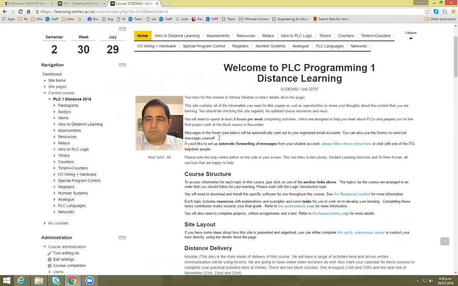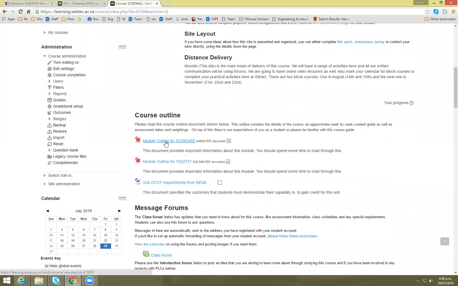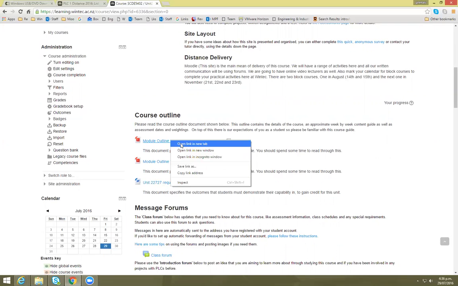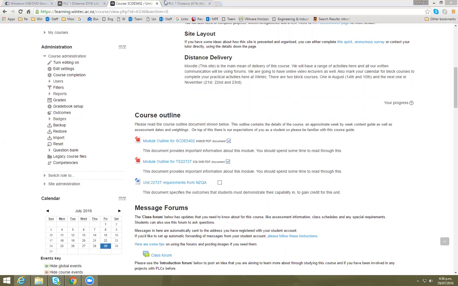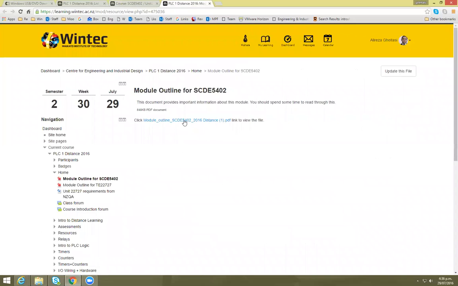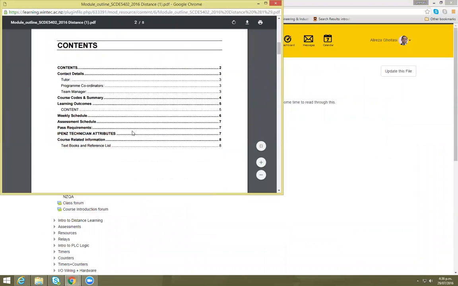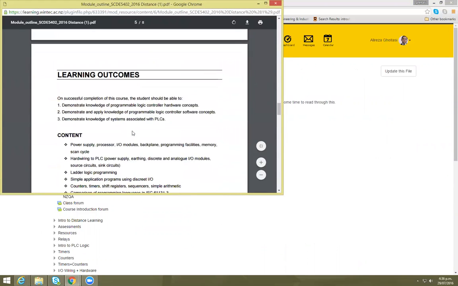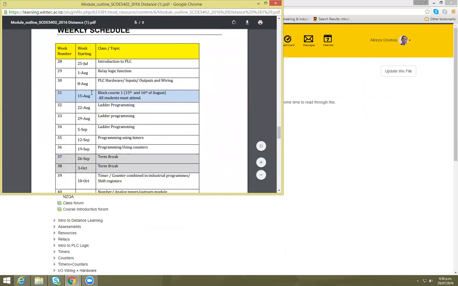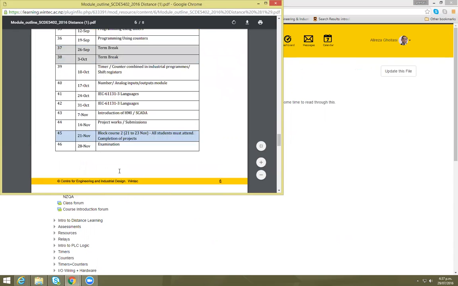Anyway, we have some general information on the first page. On the bottom, we have the Moodle module outlines. I think by now, all of you should have read that. And many of you actually asked me about the first block course, whether it is 15 or 16. Actually, it is definitely 2 days, and the day that I had here just means the starting day. Anyway, I clarified that. Now it is very clear. So that is the arrangement that we have, and we're going to have 2 block courses.